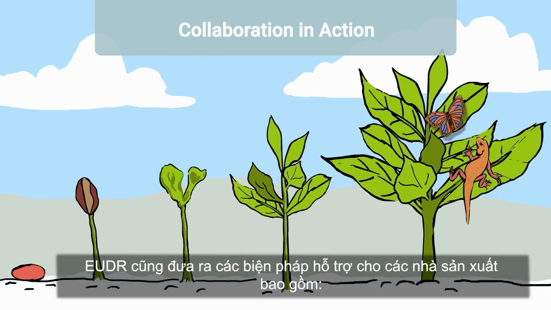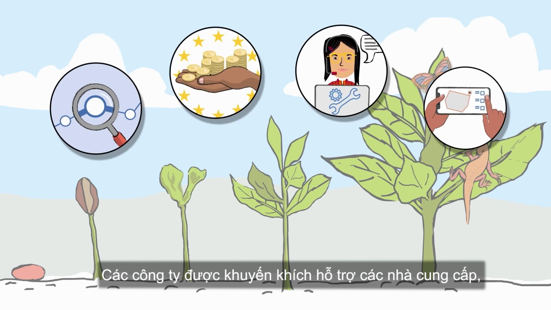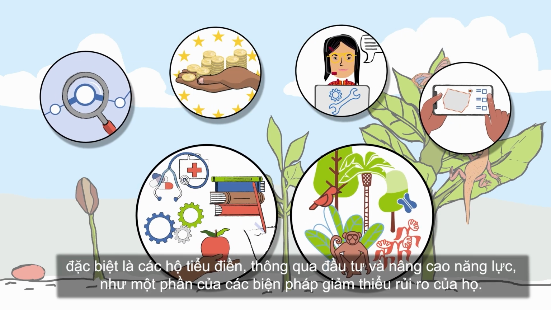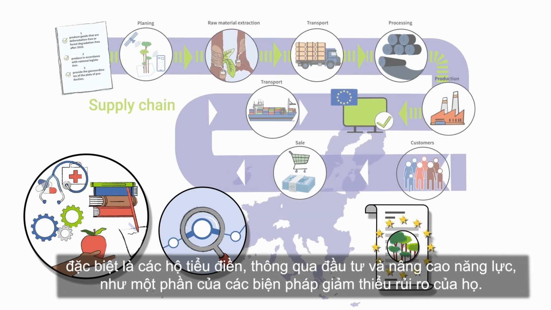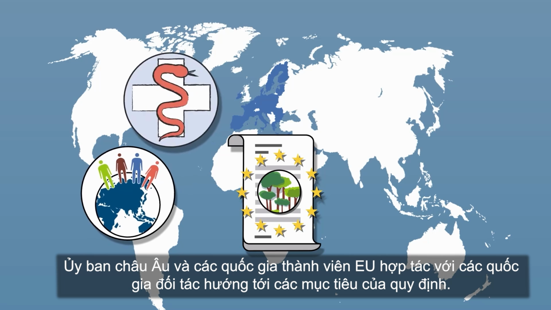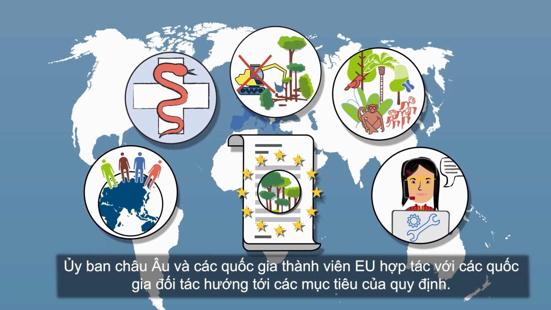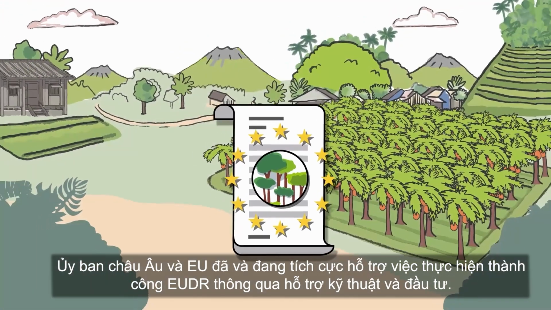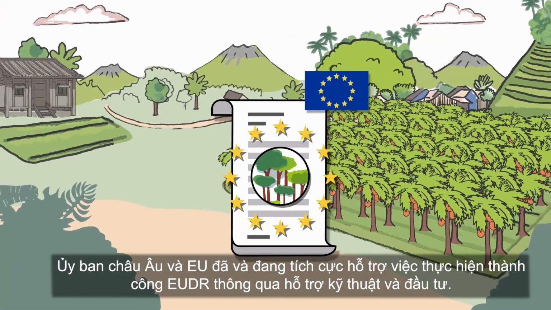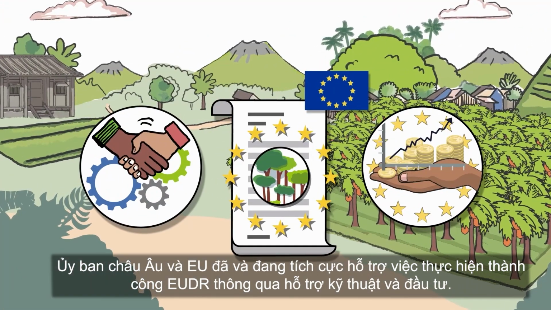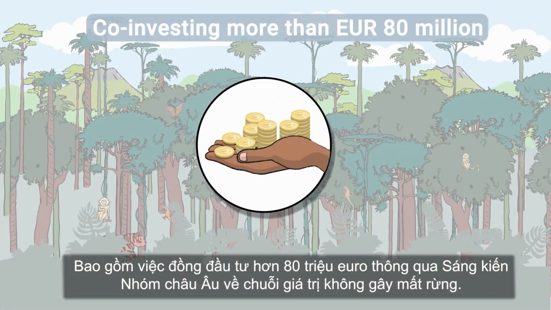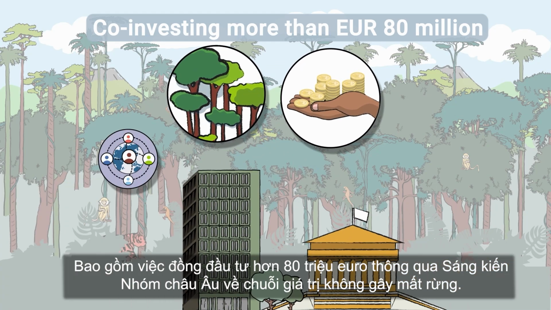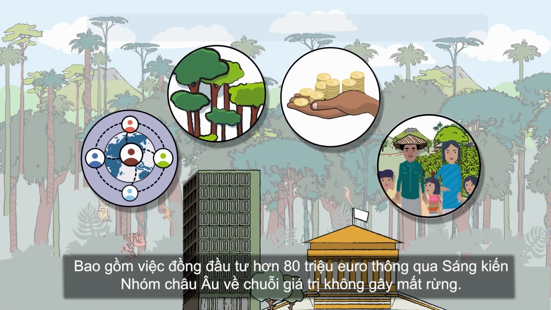The EUDR itself provides a number of measures of support for producers. Companies are asked to support suppliers, in particular smallholders, through investments and capacity building as part of their risk mitigation measures. The European Commission and EU member states collaborate with partner countries towards the regulation's objectives. The EU Commission and the EU already actively support the successful implementation of the EUDR through technical assistance and investments. This includes co-investing more than €80 million through the Team Europe initiative on deforestation-free value chains.